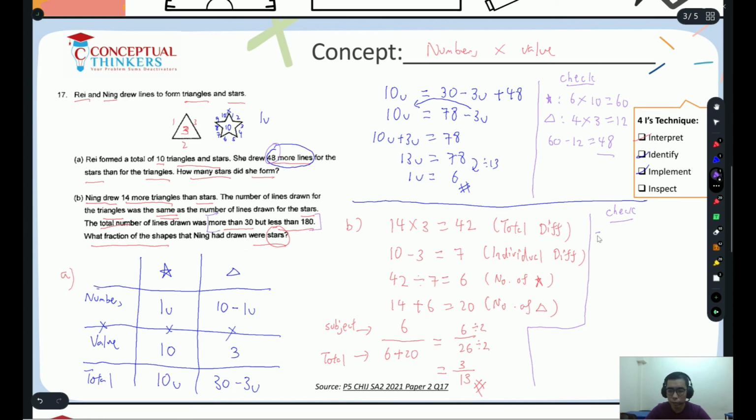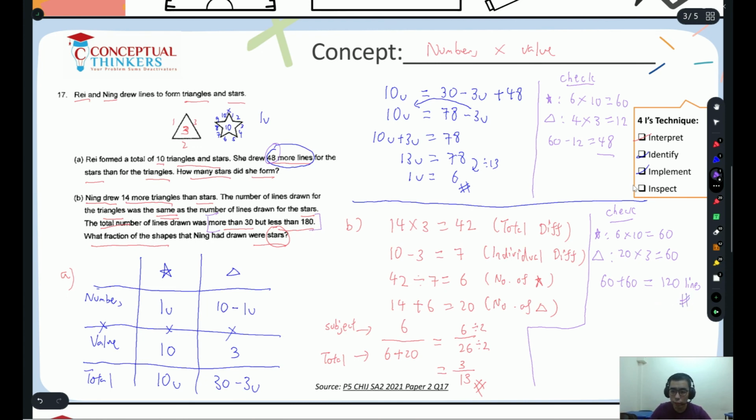If you look at the number of stars here, it will be 6 times 10. That will give me 60 lines. If you look at the triangles, we have 20 triangles, so 20 times 3, I'm going to get 60 here. So if I take 60 plus 60, the total number of lines needed to create all the shapes will be 120 lines. So this 120 lines will be more than 30 and less than 180. So this means that, yeah, my answer actually makes sense.